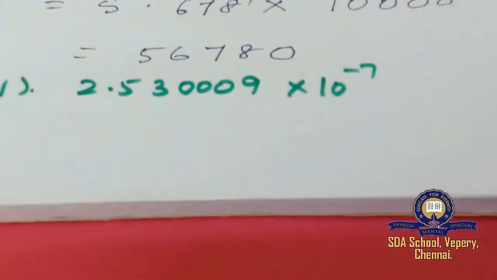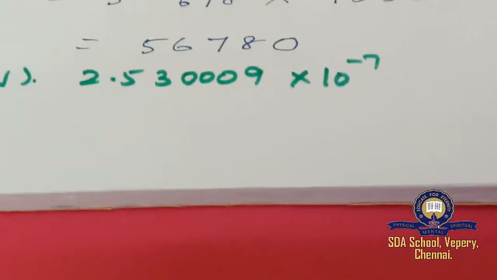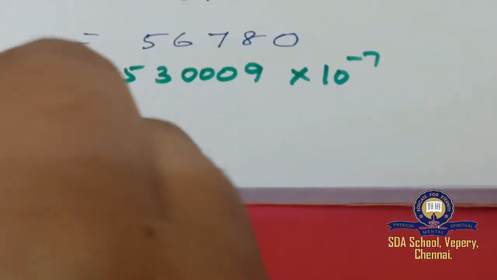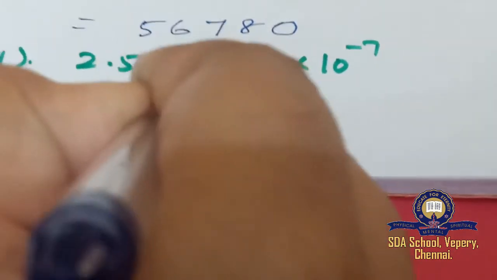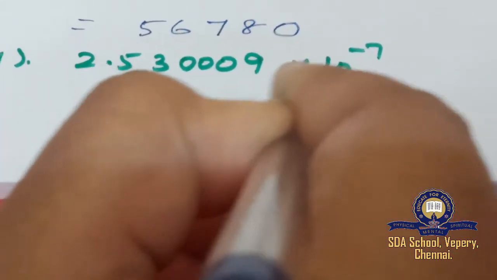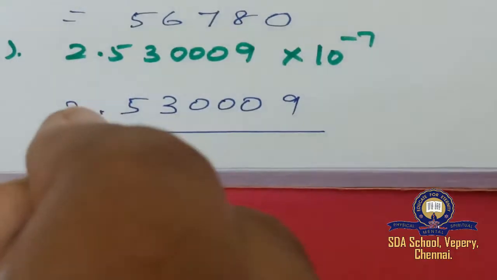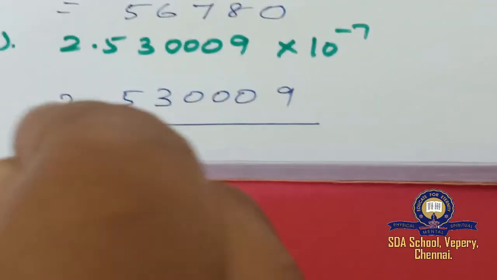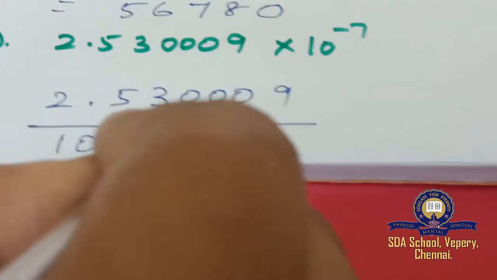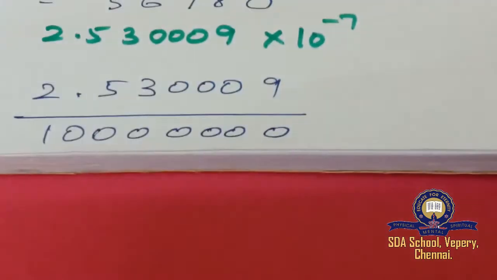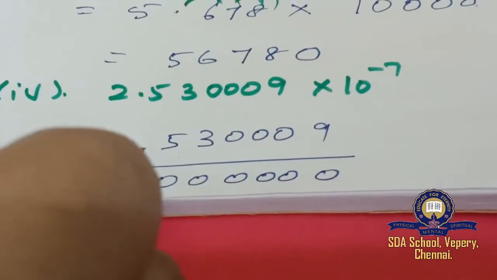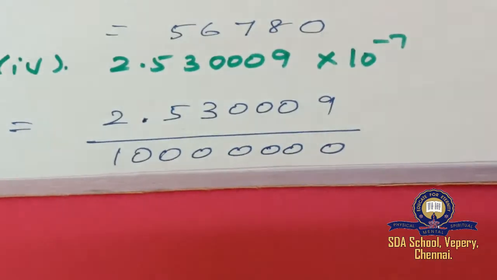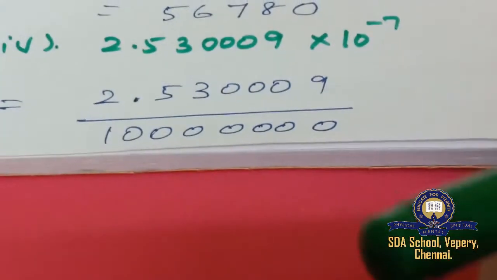This sum: 2.530009 into 10 power -7. What do I understand from this? -7. It means 2.530009 divided by 10 power 7. Now 1 followed by how many zeros? 7 zeros. Okay. The decimal point from here, it will shift to how many places? It will shift to my left hand side. Now let's write it down.